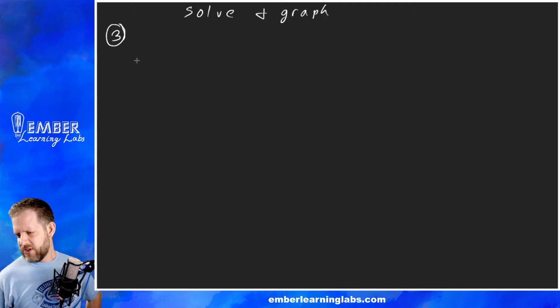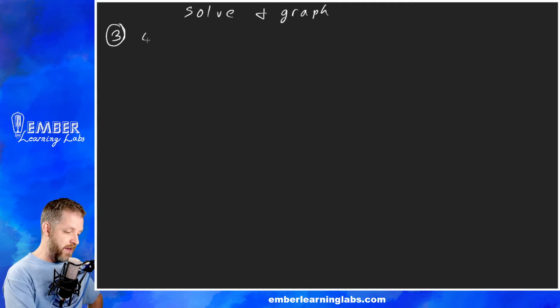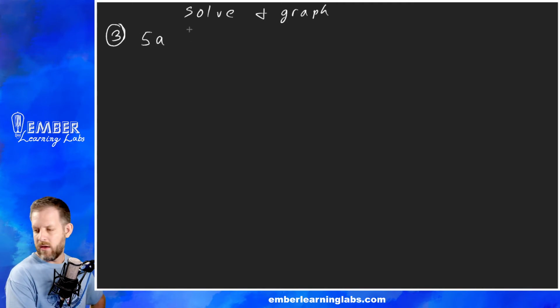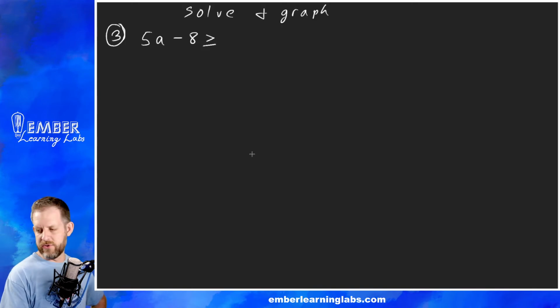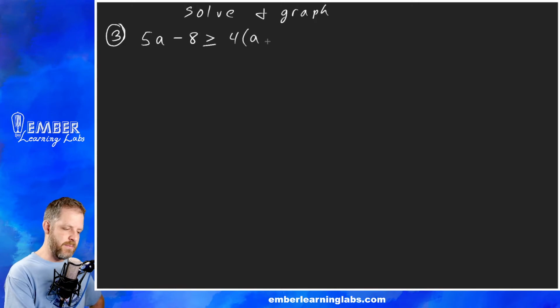All right. So we've got 5a minus 8 is greater than or equal to 4 times a minus 3.